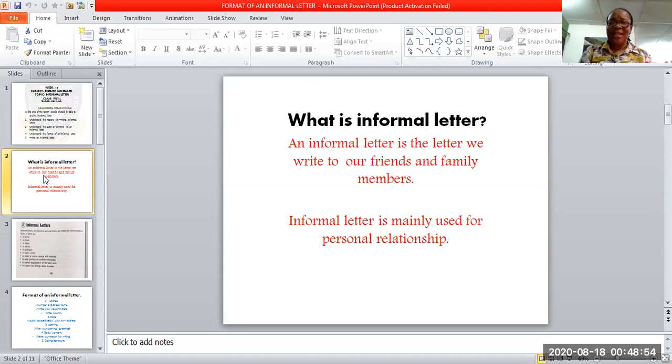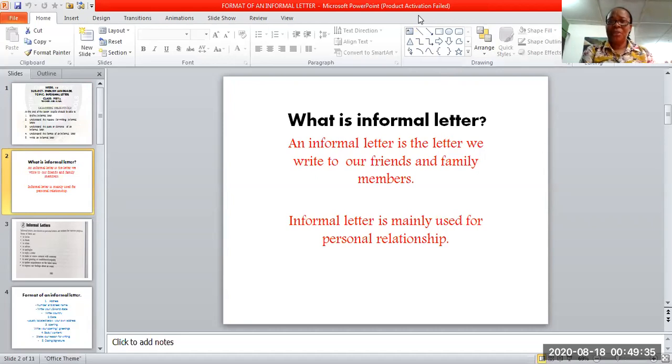An informal letter is the letter we write to our friends, our loved ones, and our family members. So if we look at the slide, you will see an informal letter is the letter we write to our friends and family members. Informal letters are mainly used for personal relationship. Are we together? Beautiful.